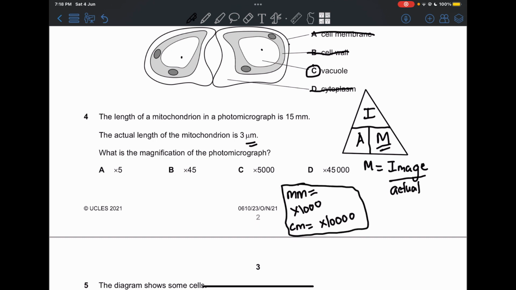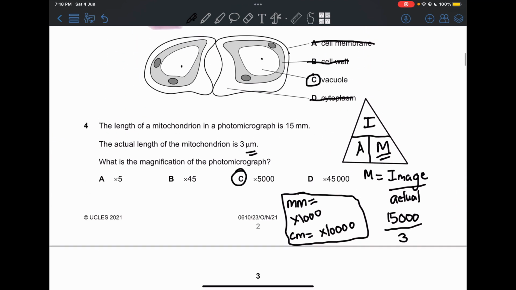Now we're converting millimeters, so we're going to be multiplying by 1000, which is going to be 15,000. And then we're going to be dividing over the actual, which is 3. Now you're going to be getting for this question 5,000. So that's going to be our answer.